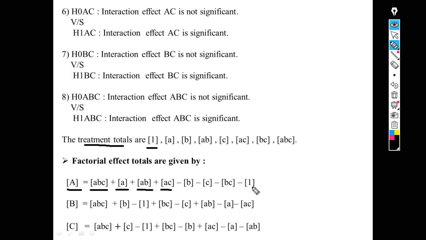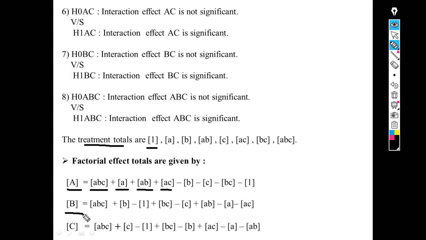So we know the main effect for factor A is 1/4 (A minus 1)(B plus 1)(C plus 1). Then simplify this bracket, (A minus 1)(B plus 1)(C plus 1). After solving these brackets we get terms in treatment means. So only replace those treatment means by treatment totals. So we get this formula: [ABC] plus [A], that is treatment total for A, then [AB], [AC], minus [B], minus [C], minus [BC] and minus [1].